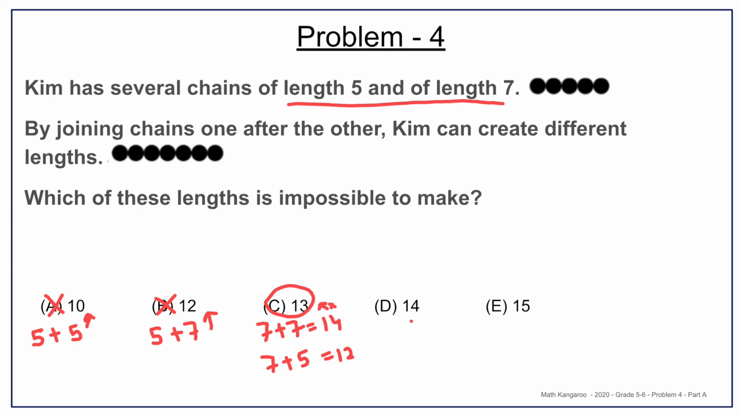So answer C could be our answer. Let's try option D. As I said, 7 plus 7 is possible. So this is not the answer. So we eliminate it. Option E, we could have 5 plus 5 plus 5 gives us 15. So this is also not our answer. So our answer is option C, 13.